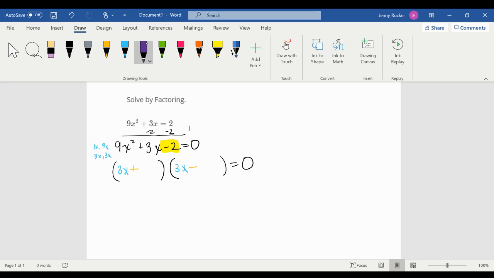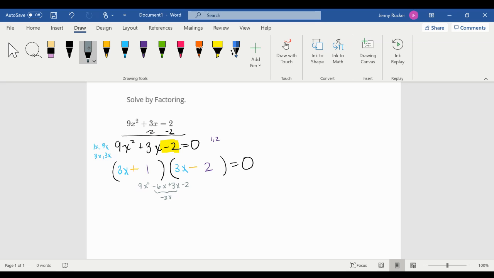The factors of c are 1 and 2, so I'll just guess and put a 1 right here and a 2 right here. We need to FOIL this out just to check and make sure we get the correct b value. So 3 times 3, that's 9x squared. 3x times negative 2 is minus 6x. Here we have 1 times 3x is a positive 3x. 1 times negative 2 is minus 2. You can see that we have a sign problem because we ended up with a b value of negative 3x.